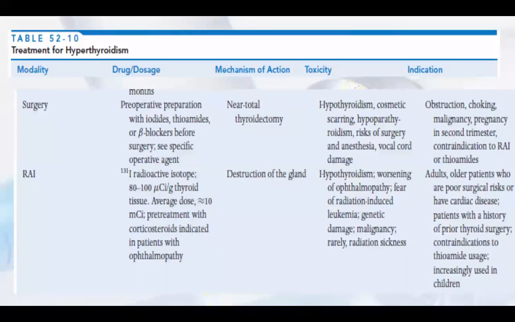So radioactive isotope can be given, 80 to 100 micro, I think curie per gram, because radioactives are measured in curies. Thyroid tissue average dose is 10 millicurie, whatever it is. So this can be radioactive isotopes that can be given.